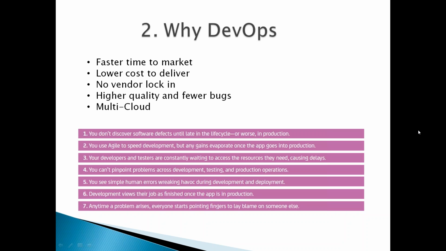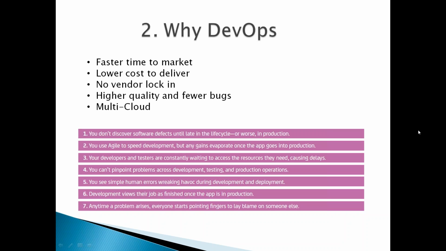So the fourth one is higher quality and fewer bugs. If you are trying to implement a single feature, you will know at what point that feature is getting an issue. Suppose you have written around 40 lines of code for a single feature. If you face an issue, you can know exactly that this 40 lines of code is causing the issue. Let me find it out faster. So you can find your issues faster, and you'll have fewer bugs.